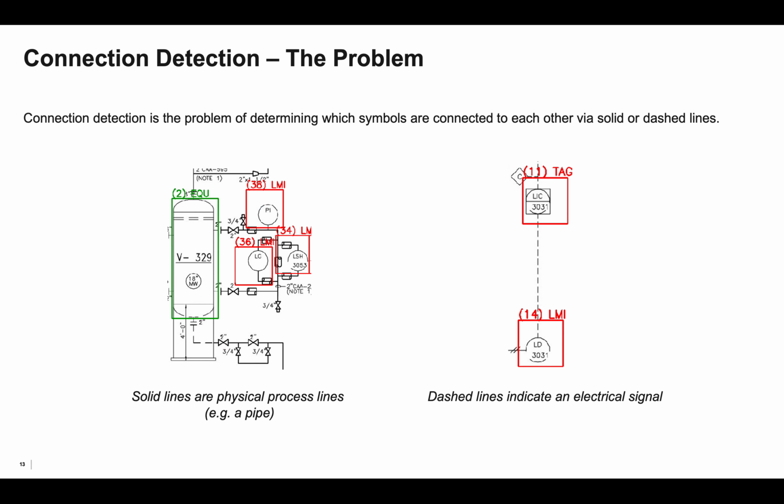The third and final step in our pipeline is connection detection, which is the problem of figuring out which symbols are connected to each other through solid or dashed lines. As a reminder, solid lines are physical process lines, such as pipes, whereas dashed lines represent electrical signals.